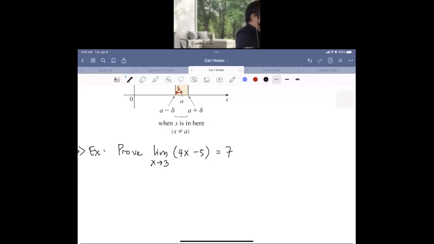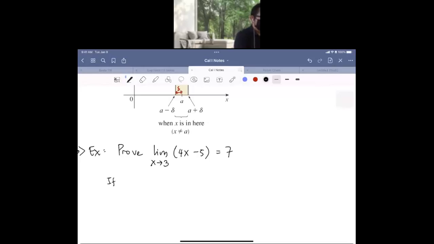Of course, if we just compute the limit as usual, we know that we plug 3 into the function 4x minus 5. 12 minus 5 is 7, right? But the question is, prove this is going to be true. So it seems confusing, right? But it's actually asking what kind of delta, when you use that delta, you will also get the epsilon. So we need to break out these functions and make the delta inequality and the epsilon inequality.